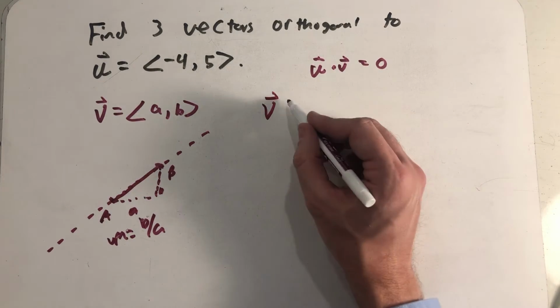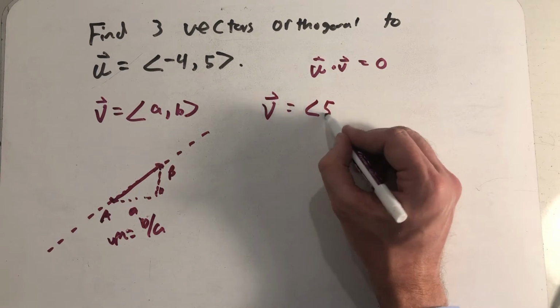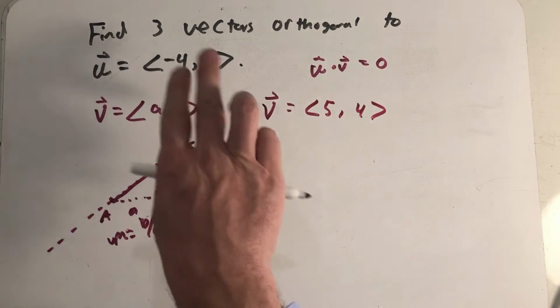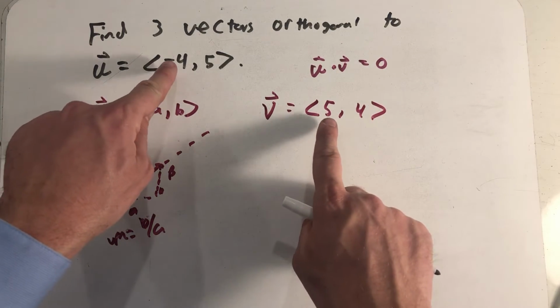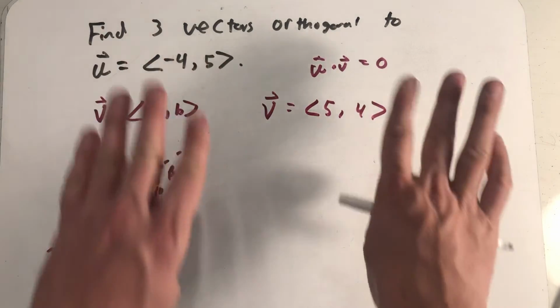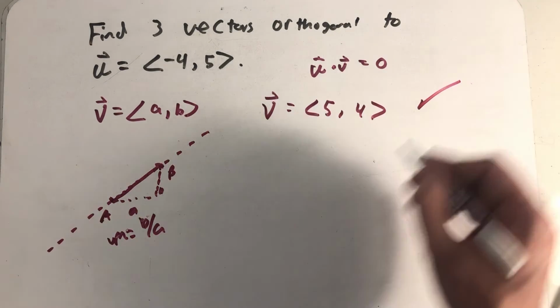So one of the easiest answers here is to make this a 5 comma positive 4. I swapped the order and I made that one positive. And just look here, I'd have a minus 20 plus a positive 20 equals 0 when I compute the dot product. So there's one of them.